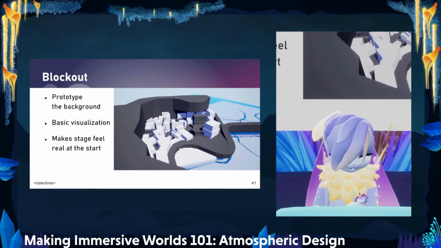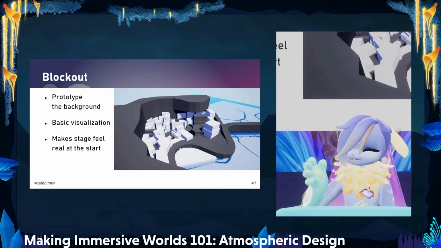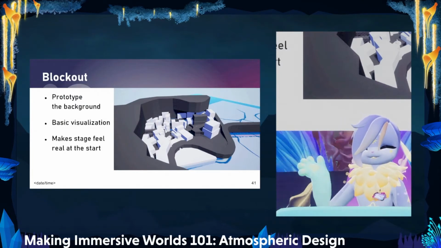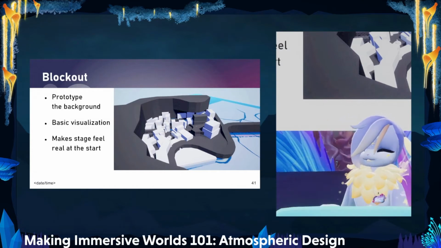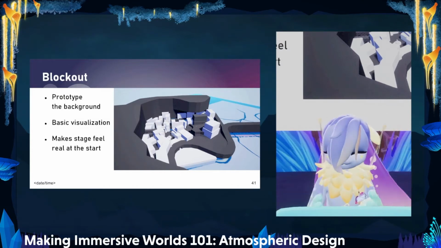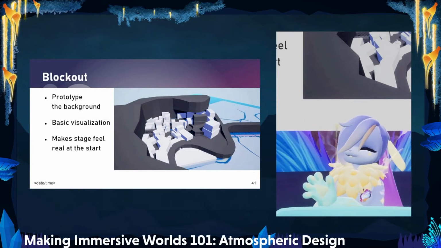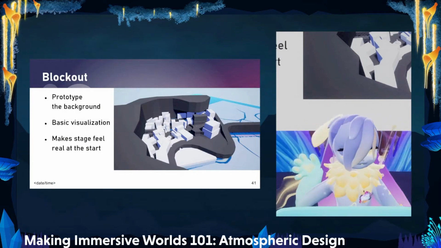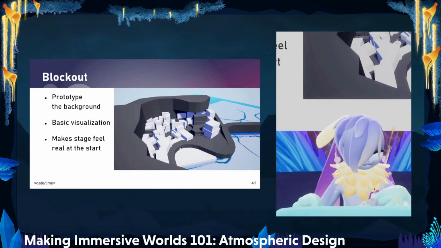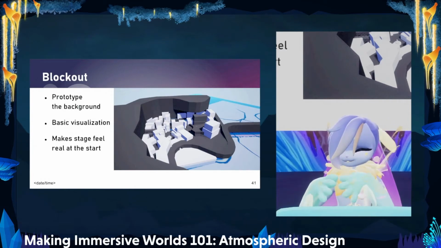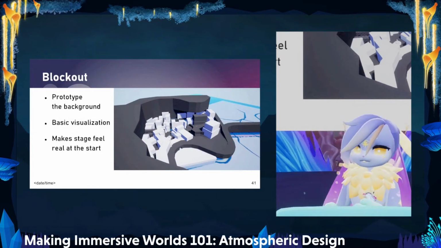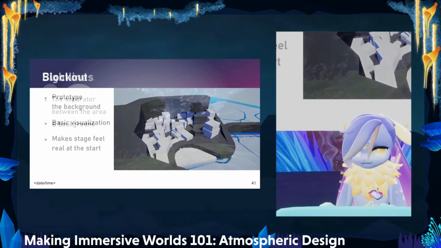In order to help you make those backgrounds, when you're making the stage, prototype the background too. This is what we call blockout stage, where we just prototype everything. We get the layout right, we get the positioning correct, and you could apply the composition here right away. And if you do that with the background as well, it allows you to make the stage or the world feel real at the very start.